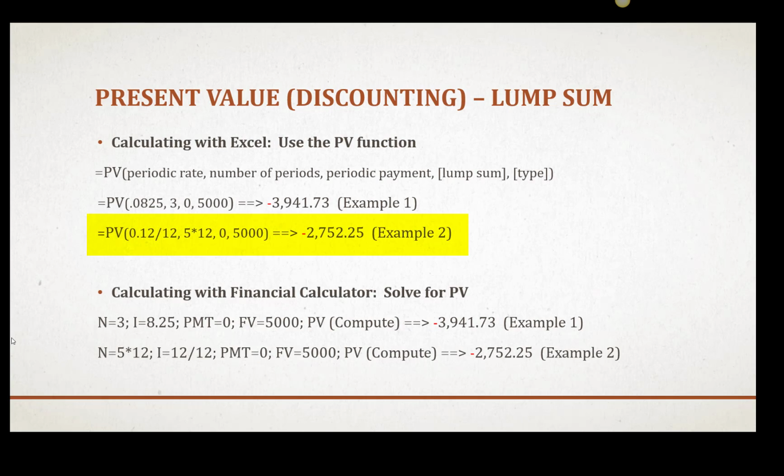Alternatively, with that second example, we can adjust things for monthly periods and monthly rates by taking the 12% interest rate, divide that by 12 to get a monthly rate. We would have 5 times 12 to be the number of months in our calculation. There are no monthly payments, and then again our future value, our lump sum at the end of this is $5,000. So we stick that into Excel, get an answer of $2,752.25, again with a negative sign to denote that that's how much we would need to deposit or invest in order to turn that into $5,000. So let's go ahead and just go to Excel and take a look at these calculations in action.